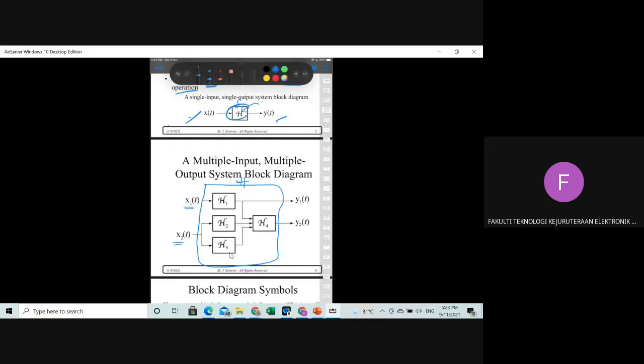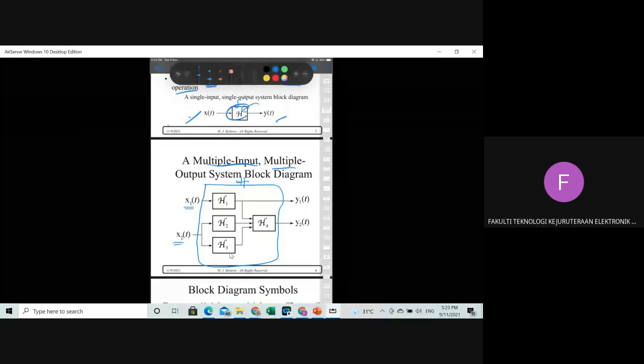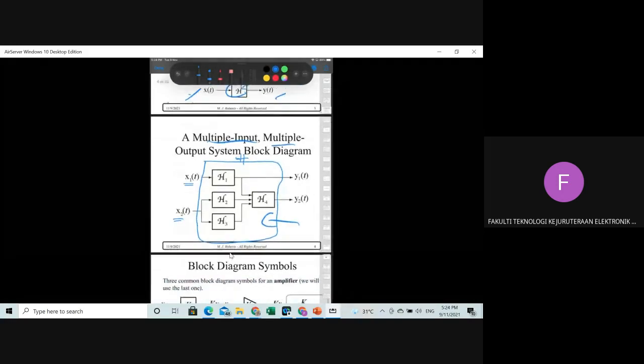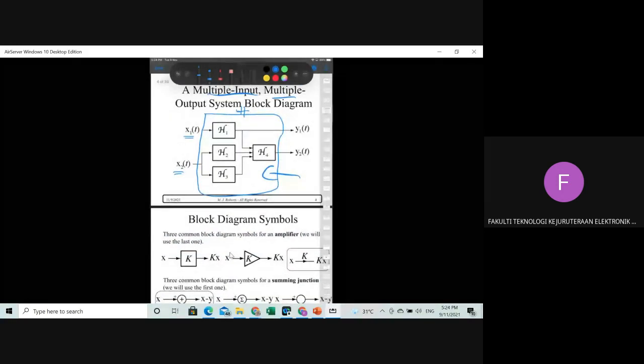So this is a multi-input, multiple-output system example. You can have single input, multiple output. You can have multiple input, single output. It depends on what you are going to have here. So this is a block diagram to show the relation between input and output with the systems.